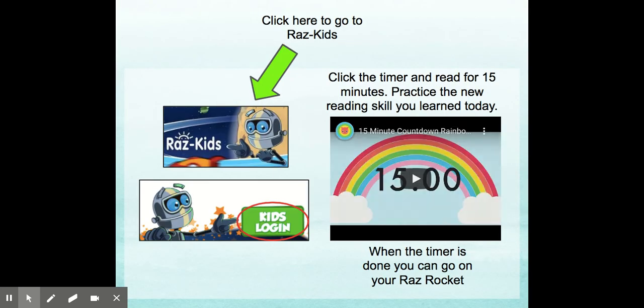Once you're done this lesson, you can go on to Raz Kids and read for 15 to 20 minutes and practice this strategy. Keep in mind what repeats. All right, good luck.